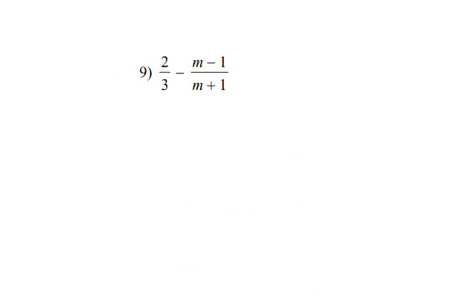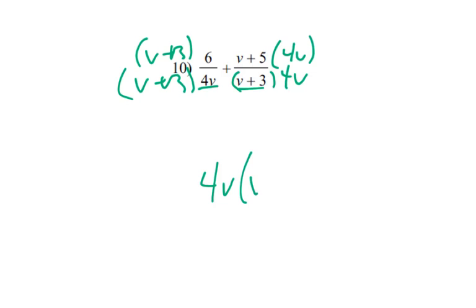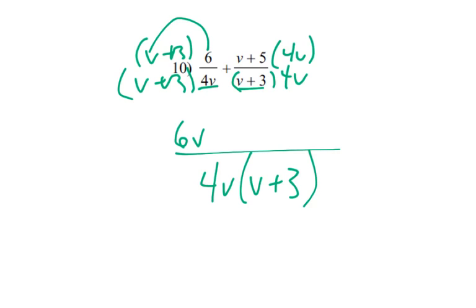Alright. Now let's pull over number 10. Same idea, 4v, v plus 3, so we need to multiply this by a 4v. We need to multiply the left by v plus 3, giving us 4v times v plus 3, which I could multiply through, but I like to leave it factored at first. Then 6 times v, distribute, 6 times 3, 18, 4v times v, 4v squared, and then 20v.